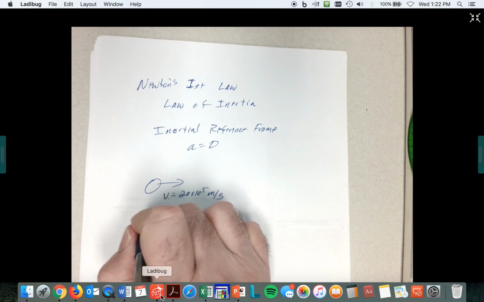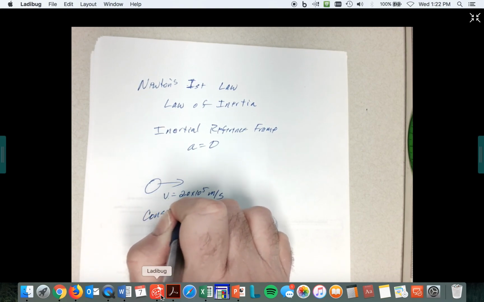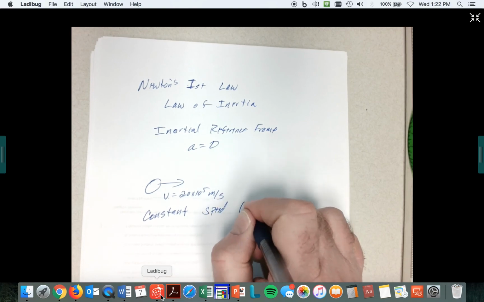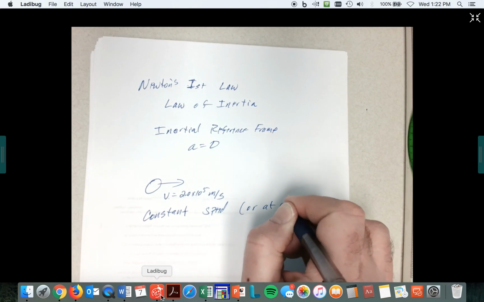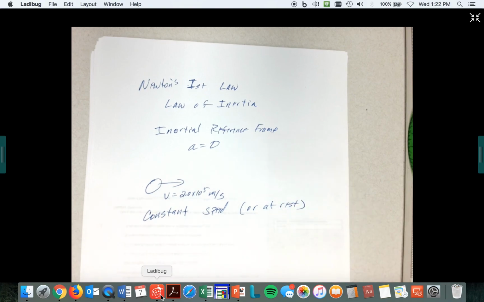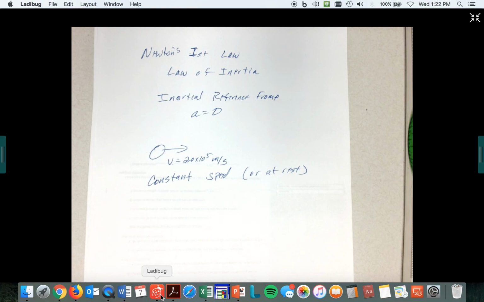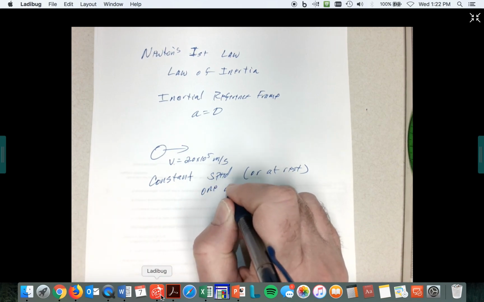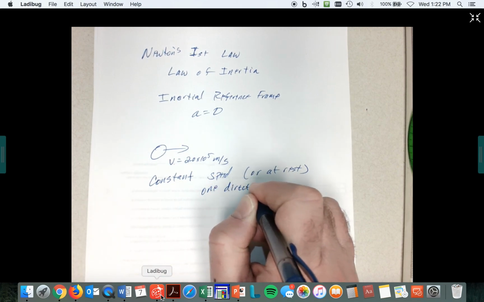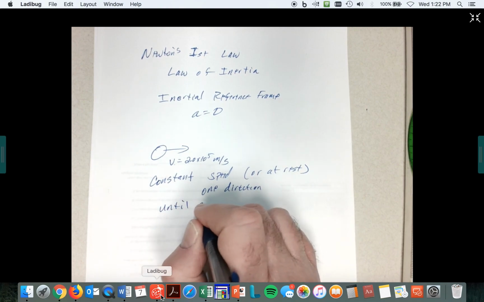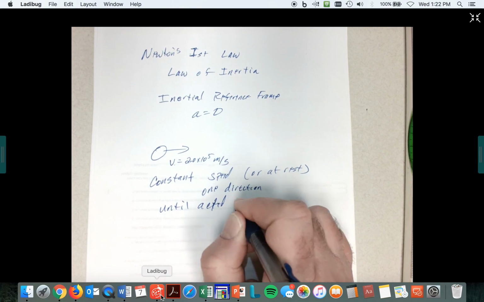Constant speed, or zero, or at rest, which I consider at rest a constant speed of zero. So constant speed still works. At a constant speed, in one direction, until acted upon by an unbalanced force.